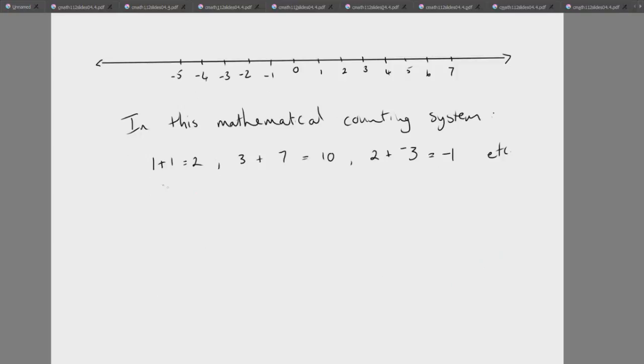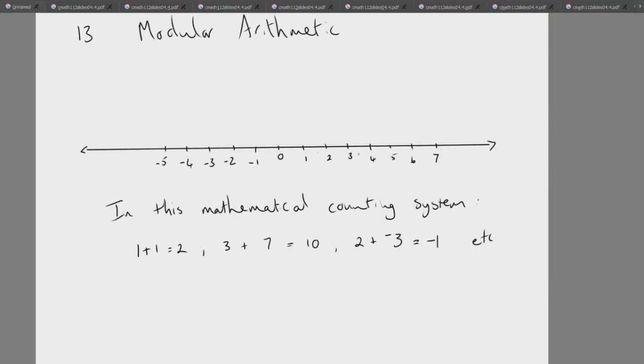But these calculations, these mathematical statements, are only true in this system. In another system, 1 plus 1 might not be equal to 2. You're working in a specific system. You're counting along this infinite straight number line.